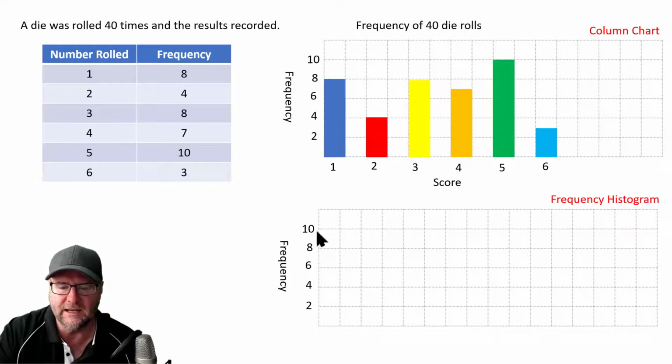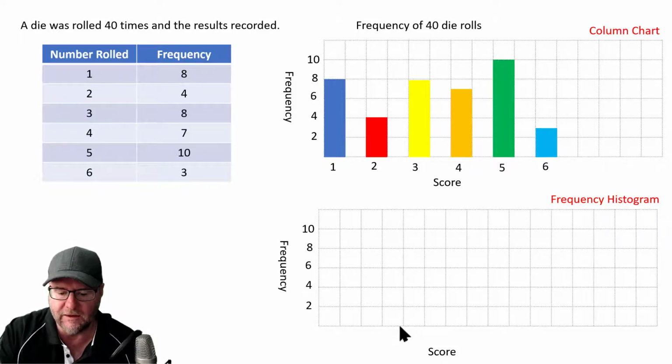It's going to go up to 10. I'm still going to put my scores across the bottom. However, when I put my scores, this is where the first difference comes in. I want you to count across 2 columns or 2 sections. So starting from the 0, 1, 2, and that's where I'll put my first score.